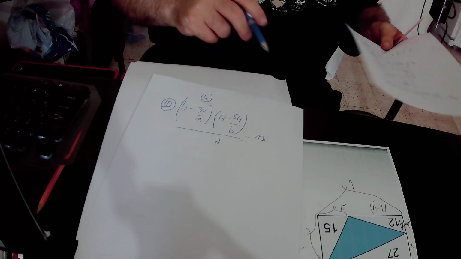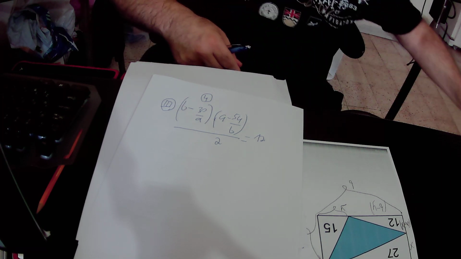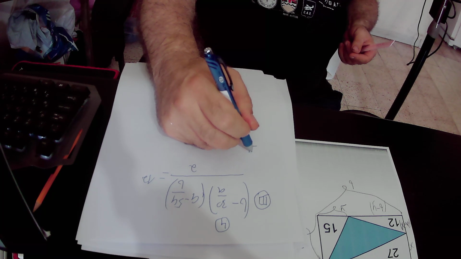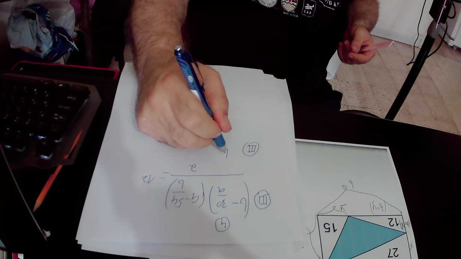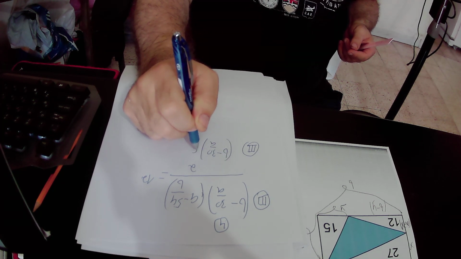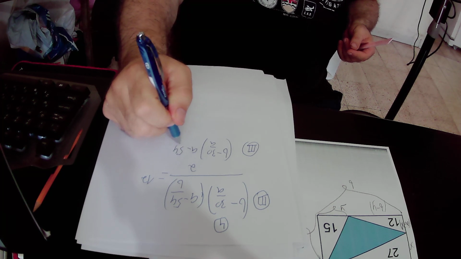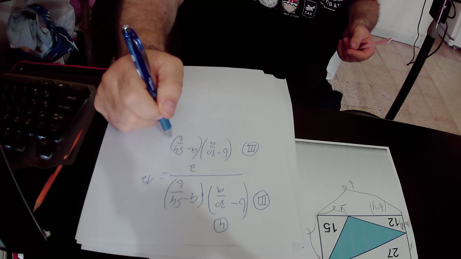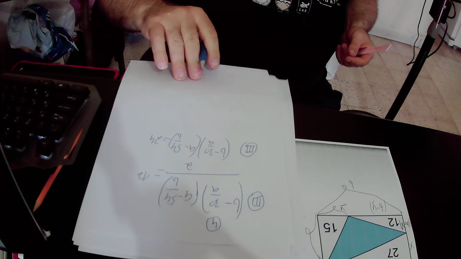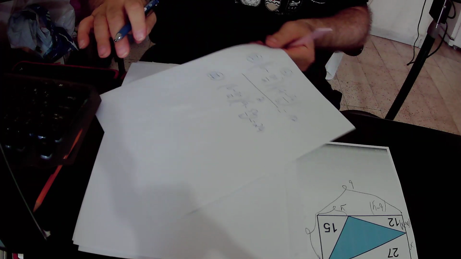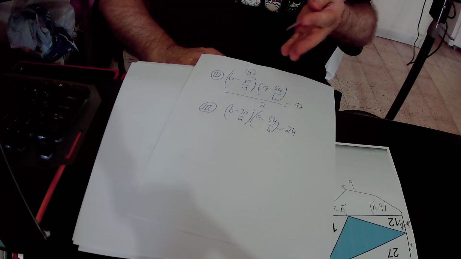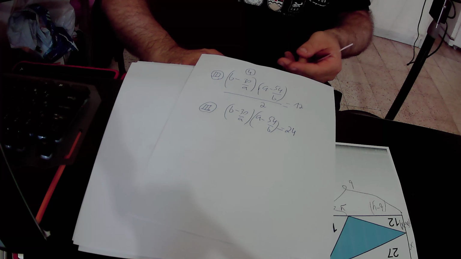Okay, we will multiply both sides of the equation by 2. We'll get that b minus 30 over a times a minus 54 over b equals 24. 12 times 2 is 24. Okay, we multiplied both sides of the equation by 2. Now we will open the brackets in the third equation.